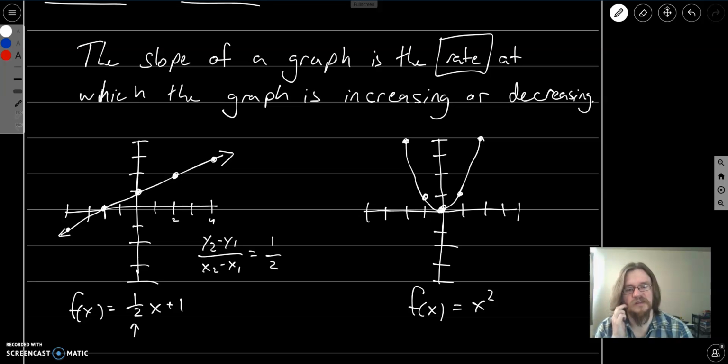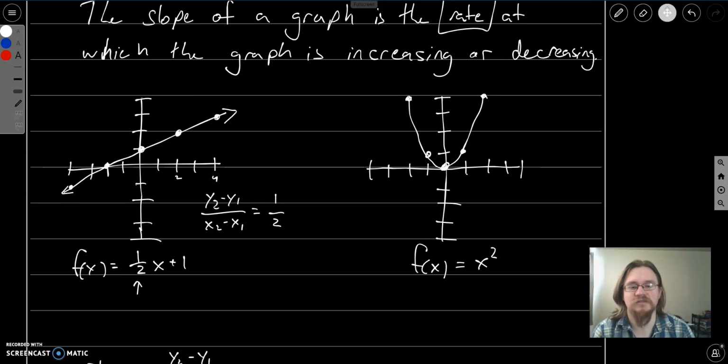If we were to look at a graph like this, on the other hand, where we have f(x) equal to x squared, we've got this nice parabola. Over here we're coming down, but when we cross 0, we're going up. So the slope is changing, and depending on how we calculate it, we might get different answers. If I want to calculate the slope right here at x equals 1, and I go over 1, I've gone up 3. So is the slope here going to be 3?